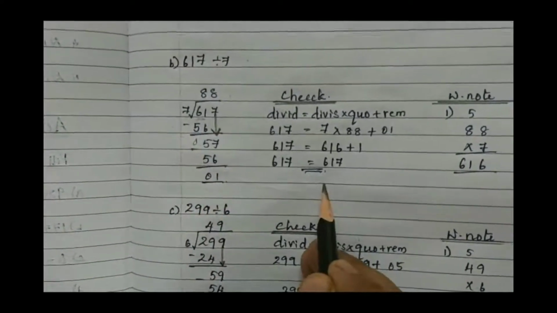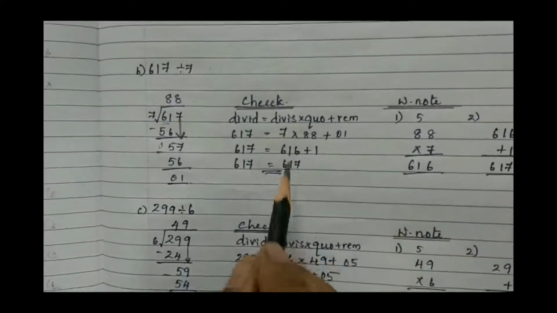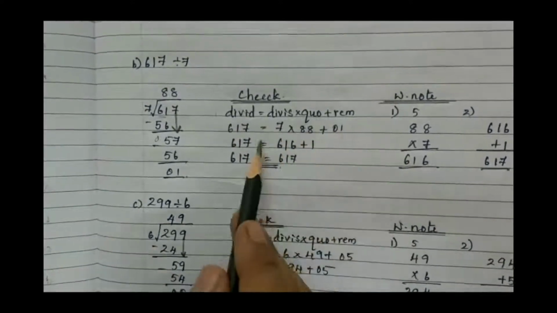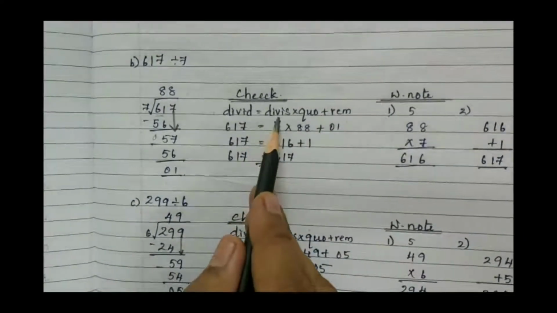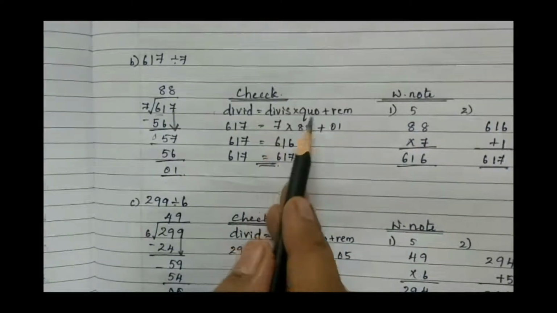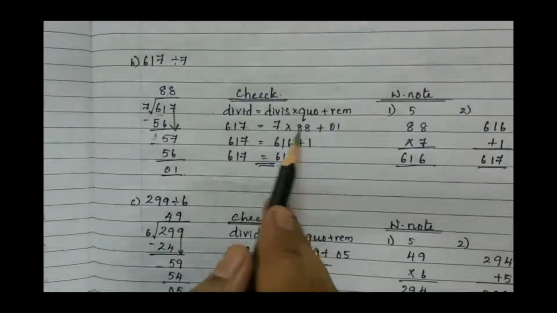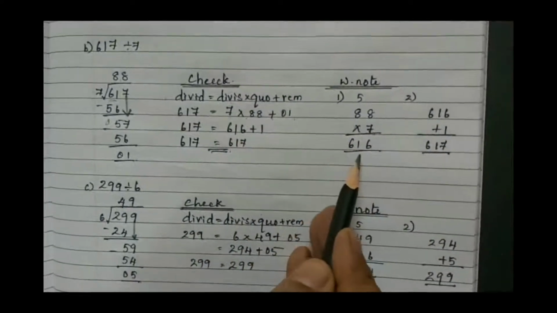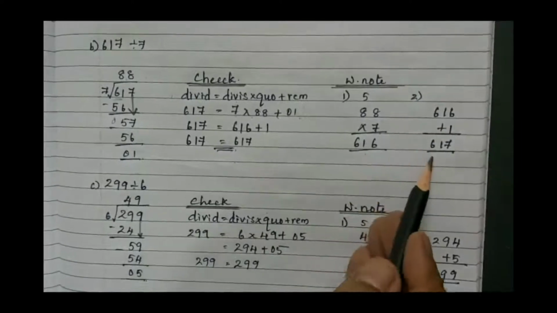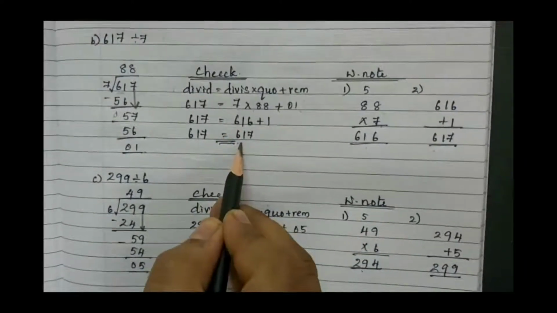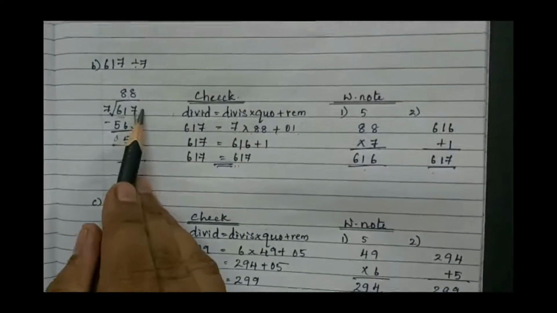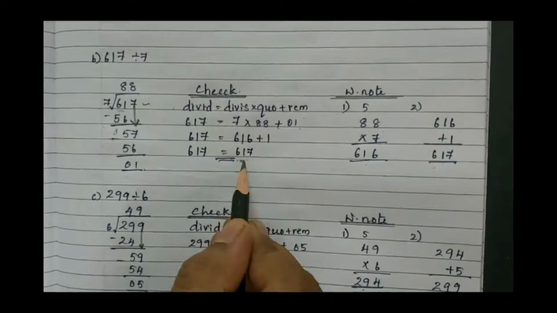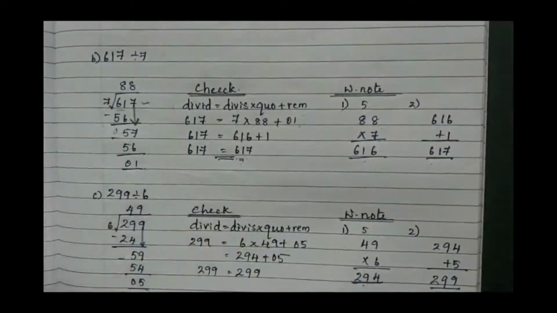Check it as we have done in the first question. Write down the formula. Dividend is equal to divisor into quotient plus remainder. Divisor, how much? 7. Keep 7. Then quotient is the answer, that is 88, plus remainder. Multiply 88 into 7, you will get 616. If you add 1 to it, it becomes 617. That means what was the dividend in the question? 617. Now we got by calculation 617. That means our quotient is right.